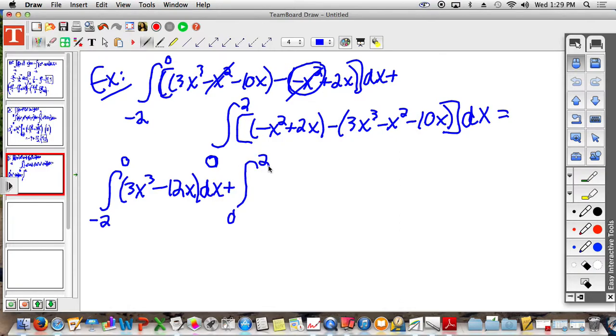Do you guys notice anything about these two integrals? They're just flip-flopped. Exactly. So we're taking f of x minus g of x here, and here we're taking g of x minus f of x. So what is our integral going to look like? It's going to be exactly the same thing, except the signs will be exactly the opposite. So in the second integral, you know it's not going to be 3x cubed, it's going to be negative 3x cubed. You know it's not going to be negative 12x, it's going to be positive 12x.